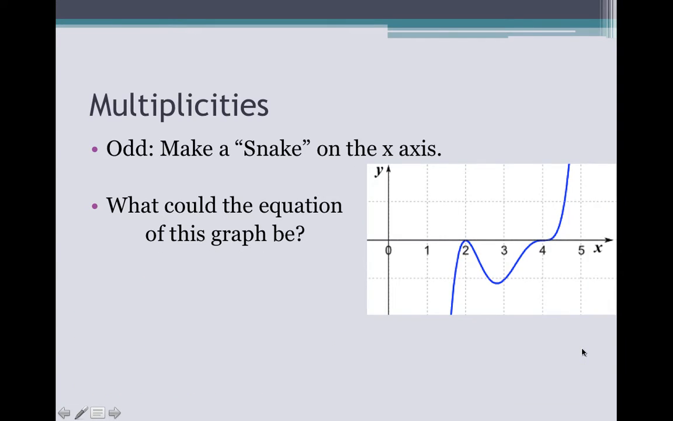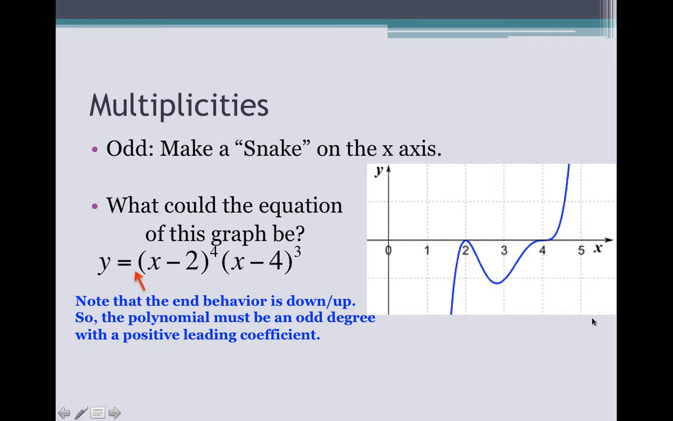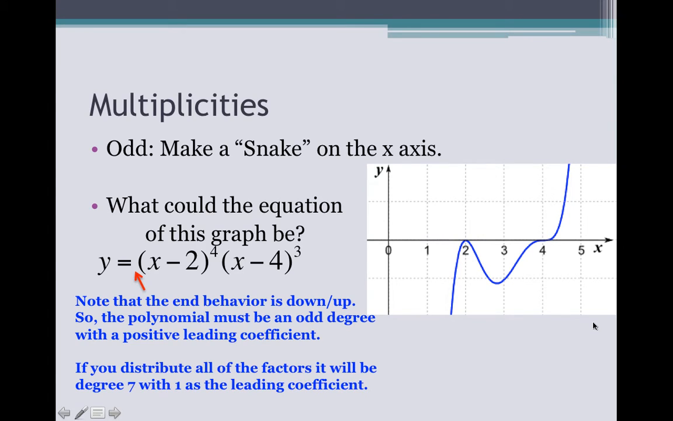All right, and the third one was if it has an odd multiplicity, it's going to make a snake like at 4 here. So an example of this function could be x minus 2 to the 4th, because at 2 there's an even multiplicity, and x minus 4 to the 3rd, because at 4 there's an odd multiplicity. It makes that snake. And notice that I left the leading coefficient positive so that the end behavior was down, up. When you distribute all your factors out, you'll have a degree 7 with 1 as a leading coefficient.